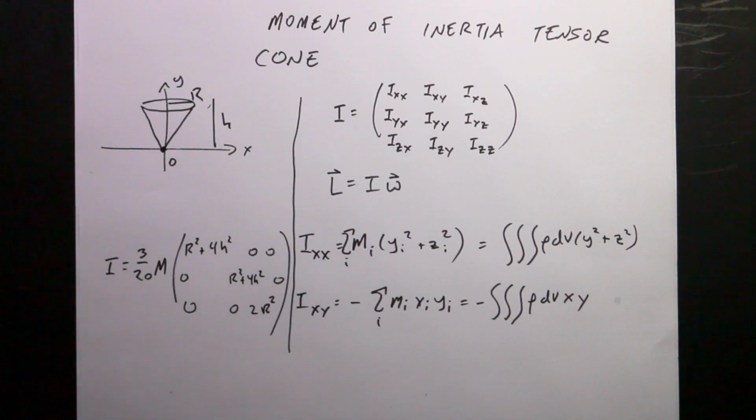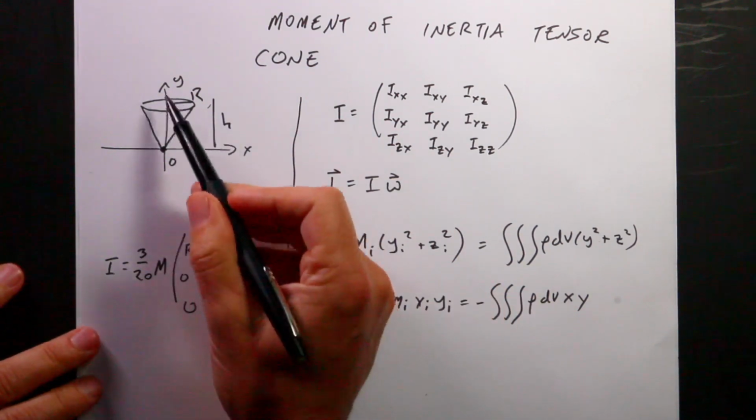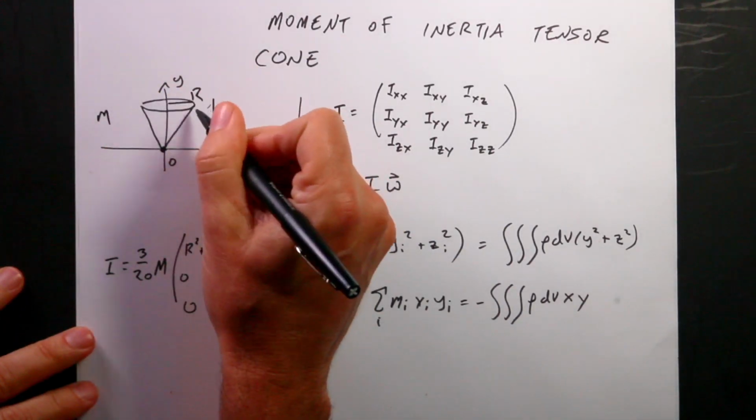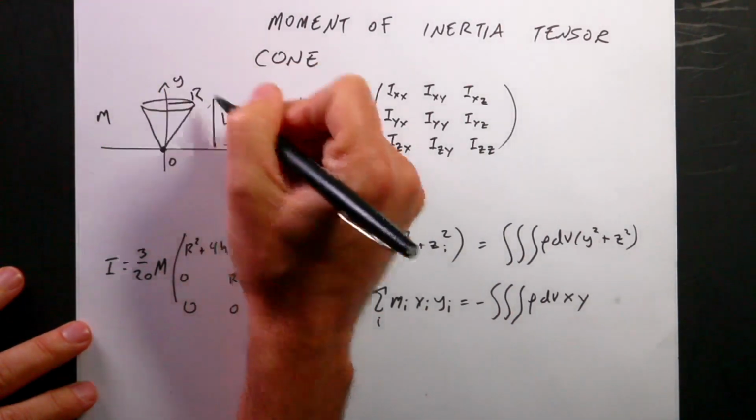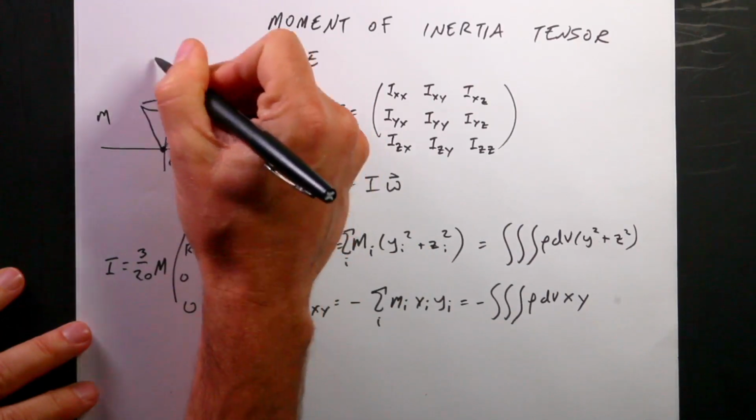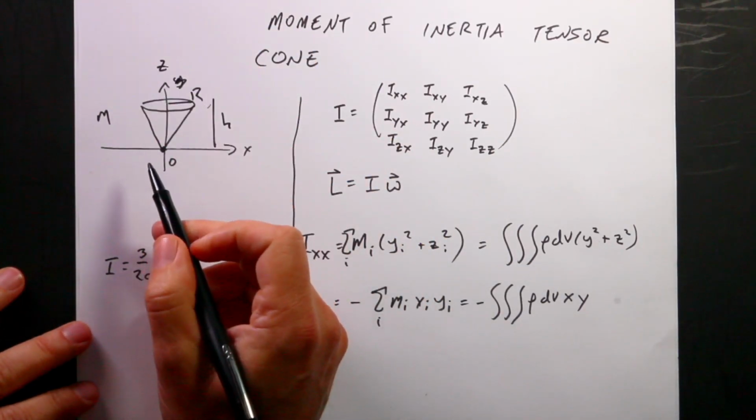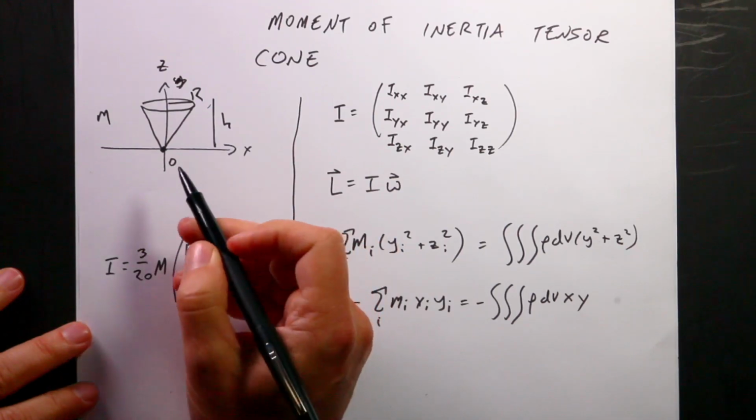So let me turn this camera off. Okay, so here's the deal. I have a cone. It has a mass m, and it has a radius at the top of r. It's centered on the origin. Actually, this is the z-axis. I use this from the book. So that's oriented on the z-axis. I guess I'll do that just the way they did it.